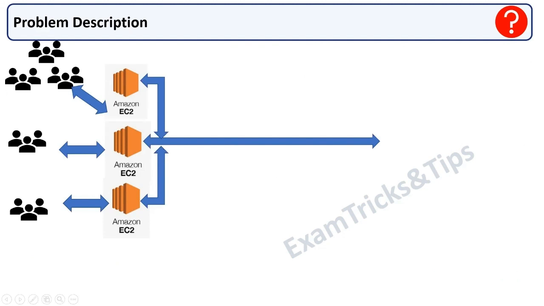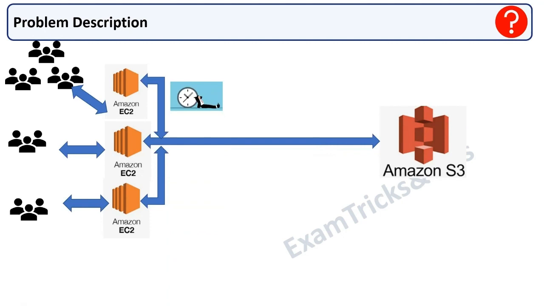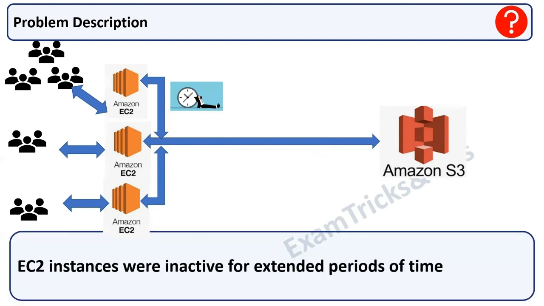So what do we have in terms of problem description here? We have an application which has multiple EC2 instances. It is writing data to Amazon S3. However, most of the time the EC2 instances are idle, and because they're idle but still in use from an AWS usage perspective, you are incurring cost. So this is your problem description: EC2 instances are inactive for an extended period of time, and as a solutions architect, you need to solve it. So how do we solve this problem?